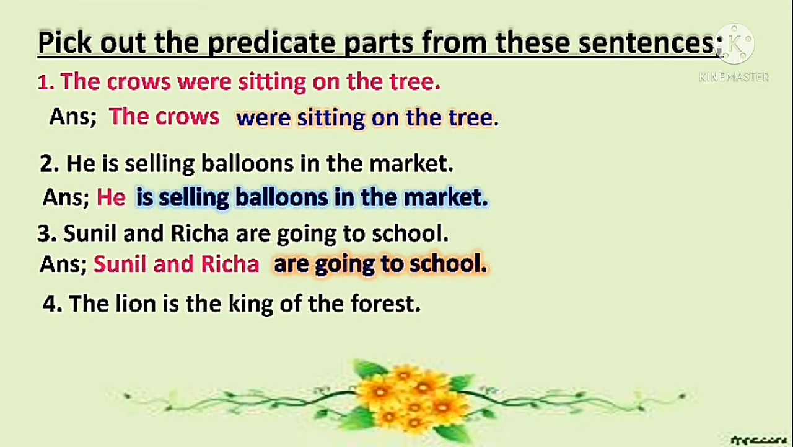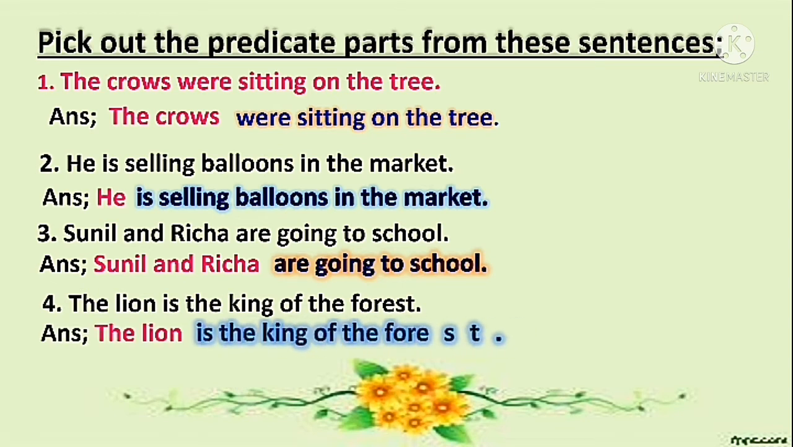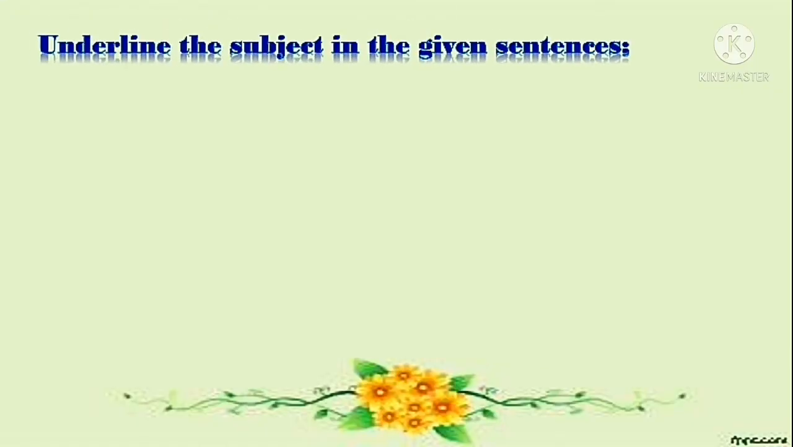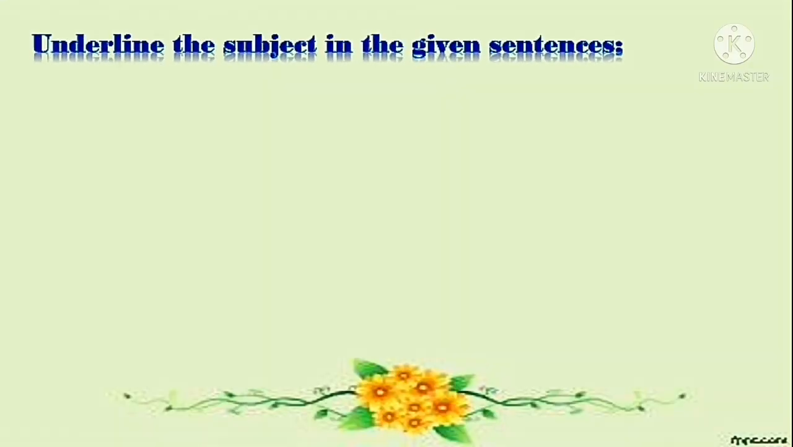The lion is the king of the forest. The lion is the subject. Is the king of the forest is predicate. We shall take one more example. Children, read and underline the subject given in the sentences.